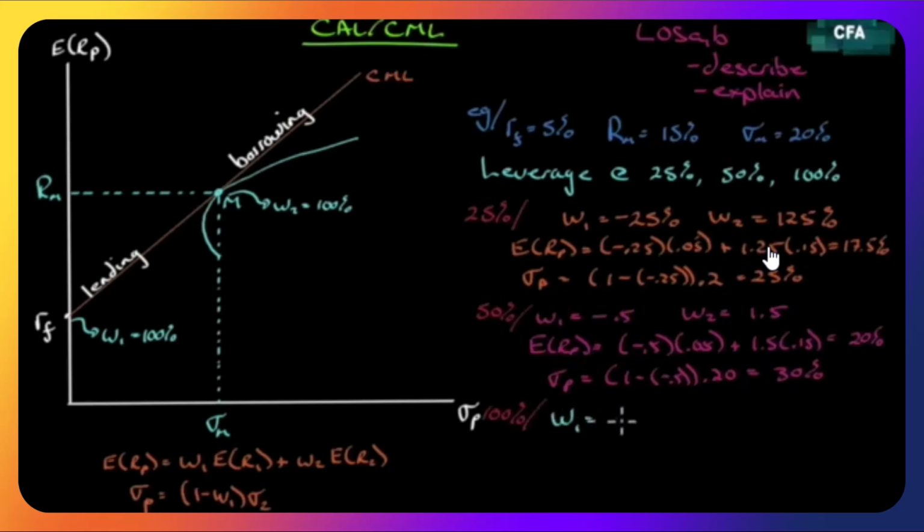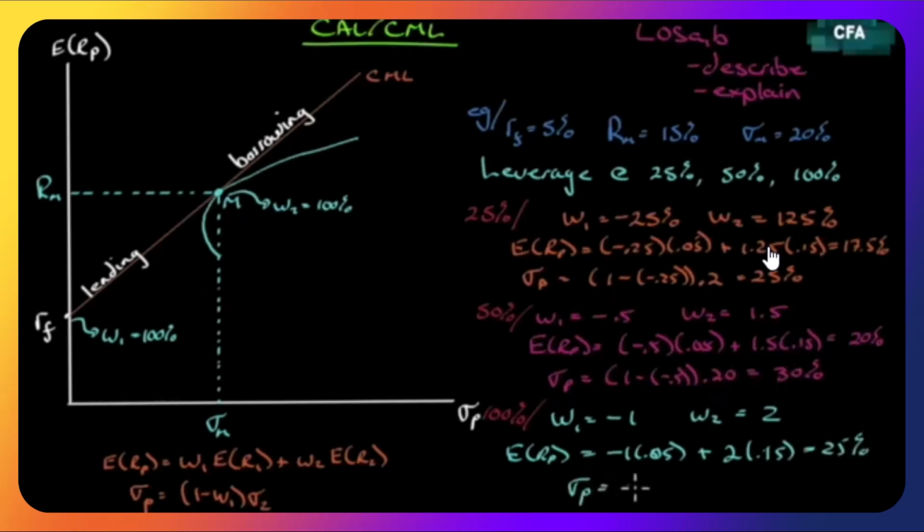Our weighting on asset 1 would be negative 1. Our weighting on asset 2 would be 2. So the expected return on the portfolio is going to be negative 1 times 0.05 plus 2 times 0.15, or 25%. Plugging the same numbers in for our standard deviation of the portfolio, we're going to end up with 40%.